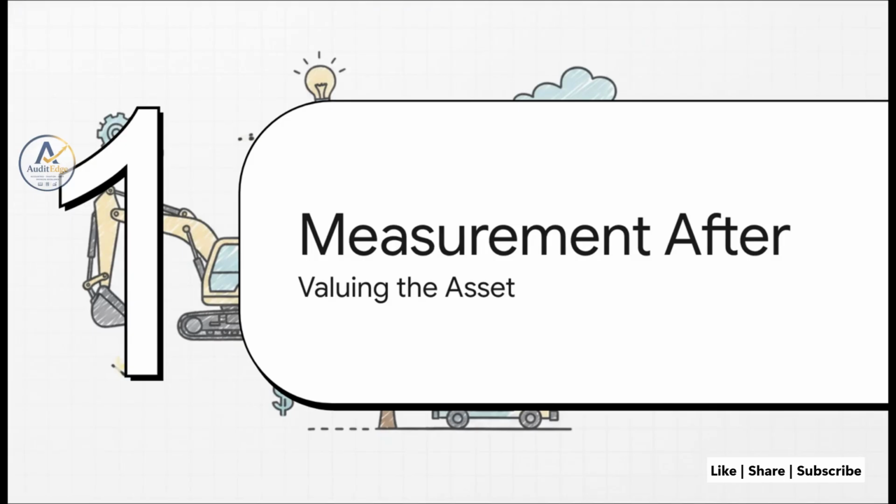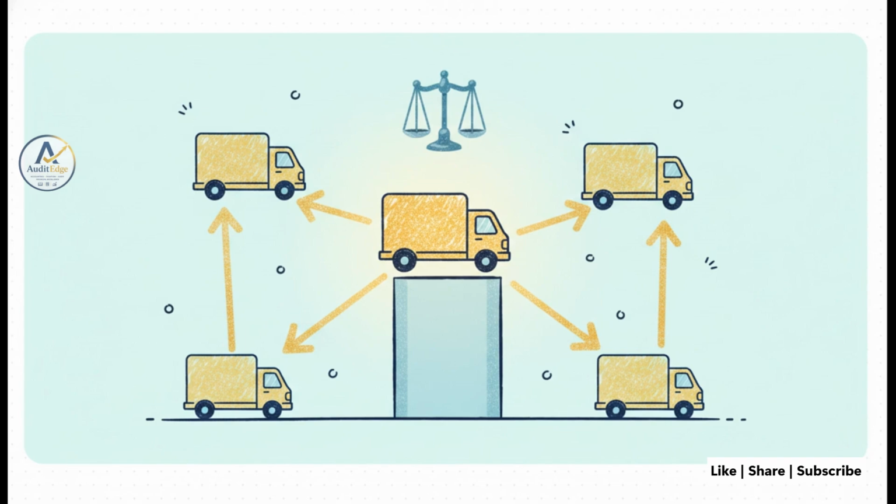Moving along the timeline to Section 3, Measurement after Initial Recognition. The asset is on the books. How do we value it year after year? Well, you have two choices here, the cost model or the revaluation model.